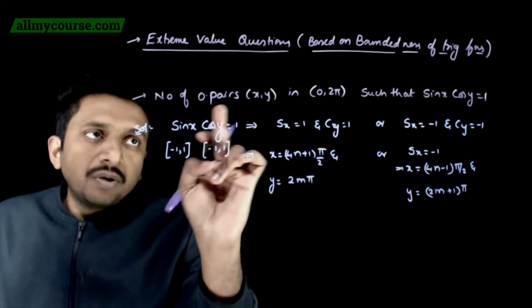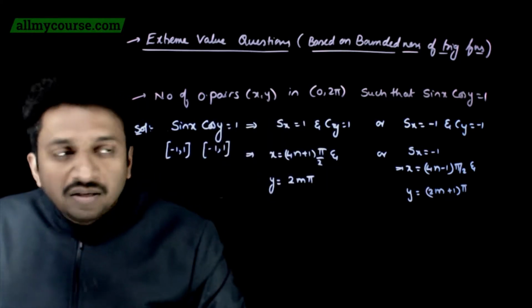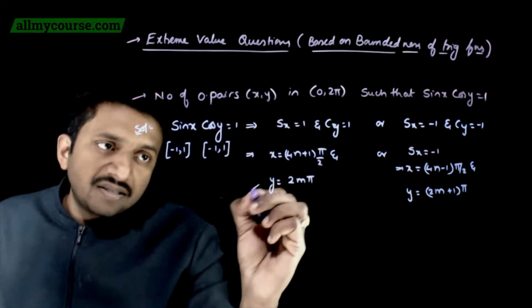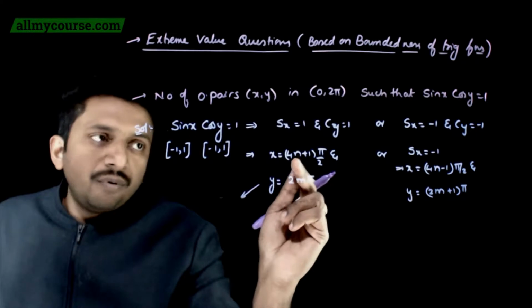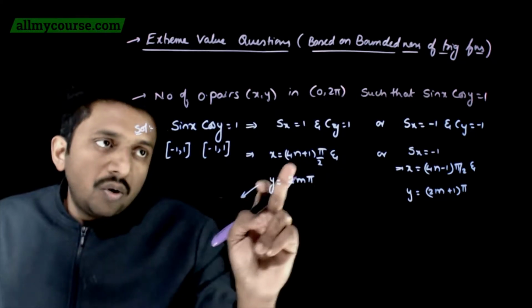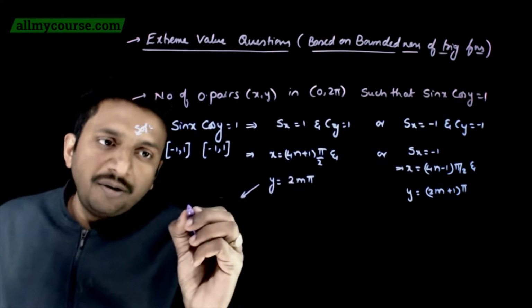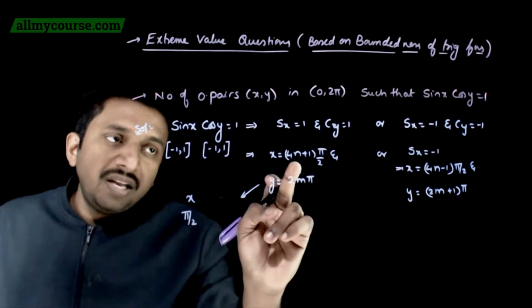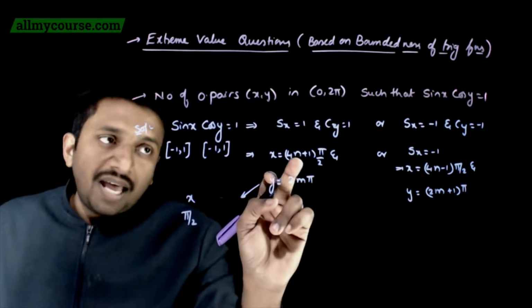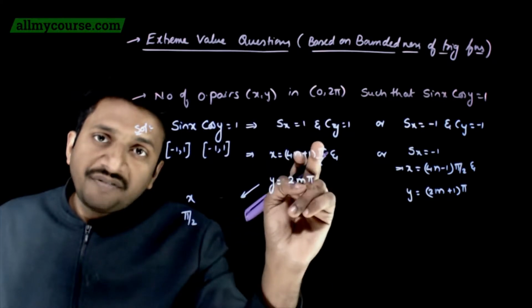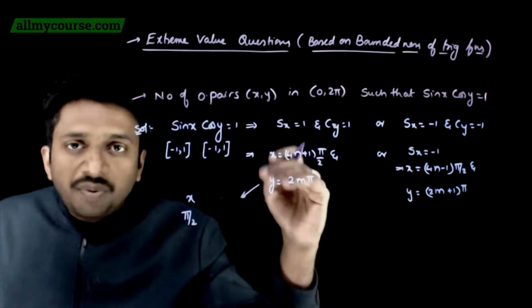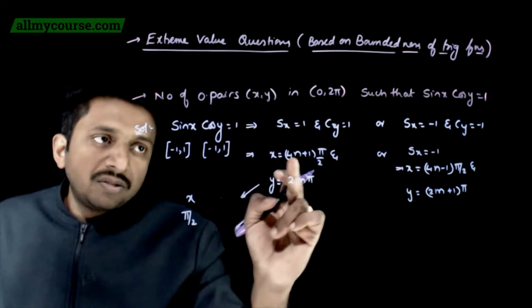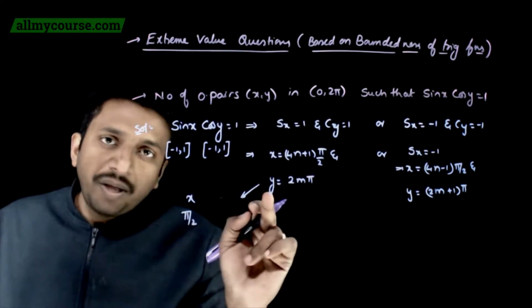So now let us look for solutions in open 0 to 2 pi. So for this case, x is equal to 4n plus 1 times pi by 2. So if you put n is equal to 0, you get pi by 2. X can take values of pi by 2. And the next value is n is equal to 1, that is 5 times pi by 2. This is beyond 2 pi. So you have only one solution between 0 to 2 pi.